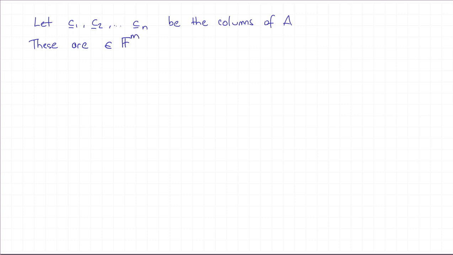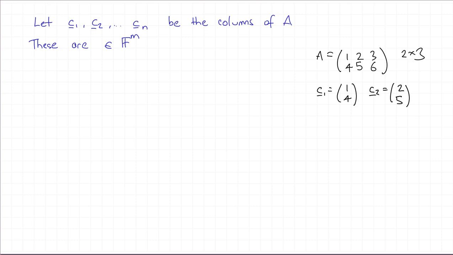Those are elements of F to the m. So just look at an example of what we're doing here. For example, if A was equal to 1, 2, 3, 4, 5, 6, then the columns, well, this is 2 by 3 here, so n is equal to 3 and m is equal to 2, and the columns C1 would be the column 1, 4, and C2 would be the column 2, 5, and C3 would be the column 3, 6.